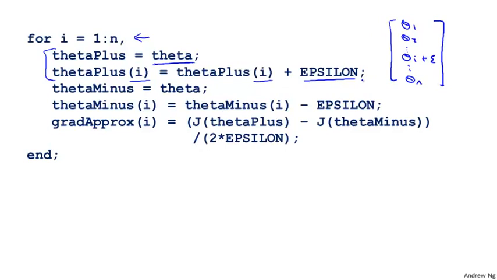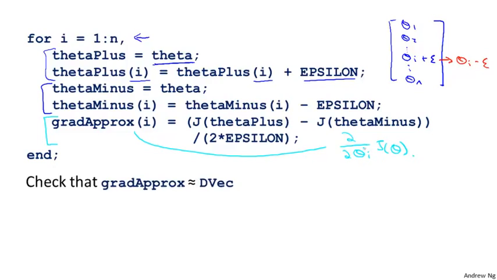So this is what theta plus is. And similarly, these two lines set theta minus to something similar, except that instead of theta i plus epsilon, this now becomes theta i minus epsilon. And then finally, you implement this, gradApprox(i), and this will give you your approximation to the partial derivative with respect to theta i of J of theta. And the way we use this in our neural network implementation is we would implement this for loop to compute the partial derivative of the cost function with respect to every parameter in our network.